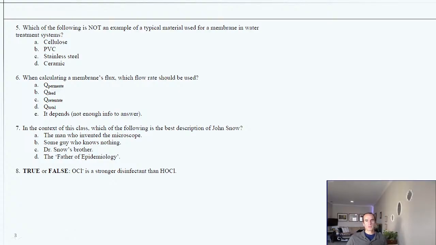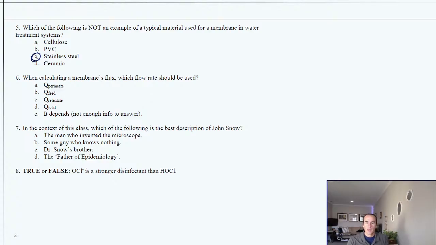Next up, which of the following is not an example of a typical material used for a membrane in water treatment systems? So basically, what can we make membranes out of, or what can we not make them out of? The examples are cellulose, PVC, stainless steel, and ceramic. All of these except stainless steel are commonly used. I don't think we can manage a very fine pore structure on a stainless steel thing without exposing it to rust. Even though it's stainless, there's still quite a bit of potential for rust, so maybe a stainless steel apparatus would hold a filter, but the membrane itself would not be made out of stainless steel. So that's the best answer there.